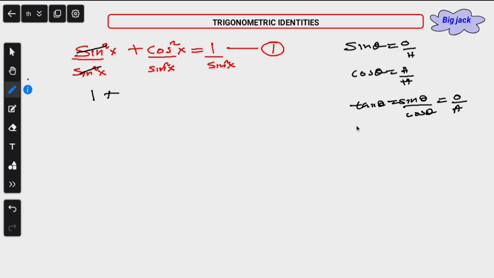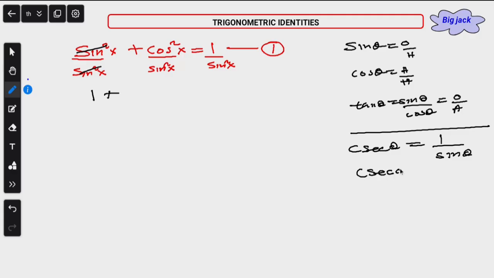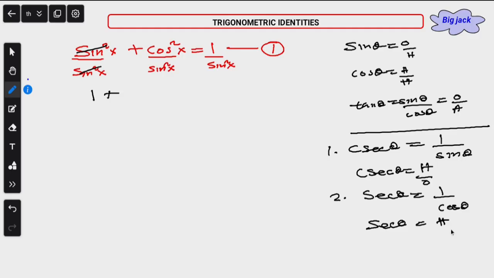We also have other trigonometric ratios that you need to know, which are the reciprocal of these. The first one is cosec. Cosec theta is equal to 1 over sine. It can also be written as cosec theta is equal to hypotenuse divided by opposite. Then the second one is secant. Sec theta is equal to 1 over cos. It can also be written as sec theta is equal to, we know that cos is equal to adjacent over hypotenuse, so it's hypotenuse divided by adjacent.